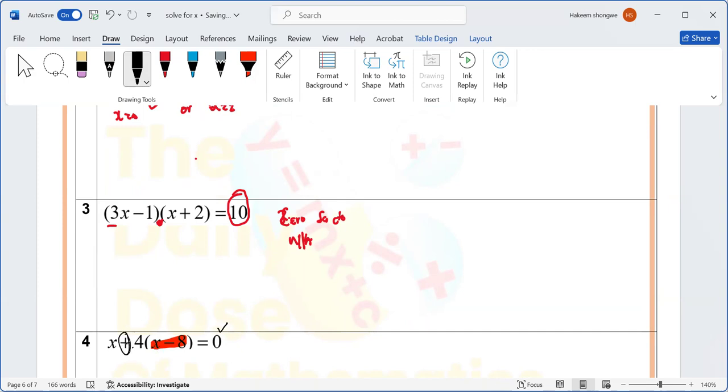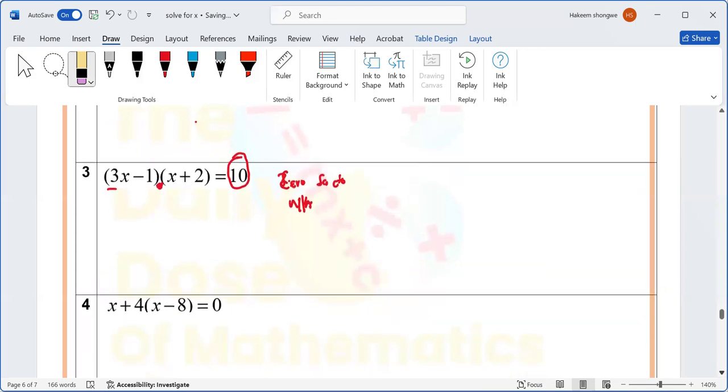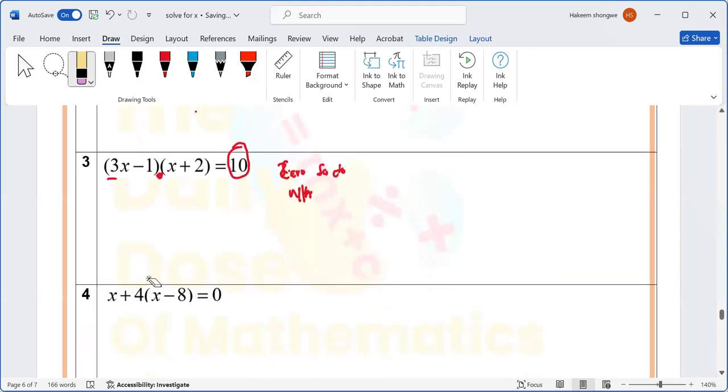So we no longer have a product, because this is going to be term number 1. This is going to be term number 2. They are separated by this plus. So the zero factor law cannot apply here. Does it make sense? No. It doesn't make sense.